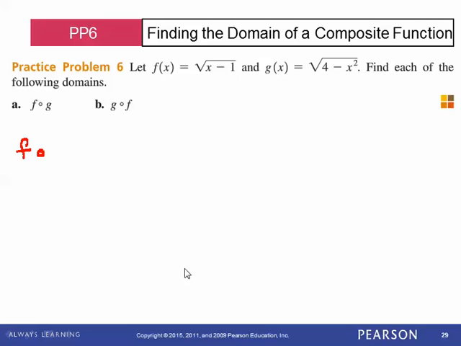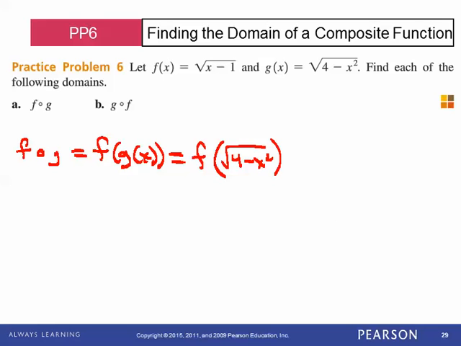Alright, let's go for the f composed with g, f of g of x. Alright, so let's write the function together. So g is the square root of 4 minus x squared. So square root of 4 minus x squared. That's going to go into the f function, which is square root of x minus 1. So square root of the variable itself minus 1.